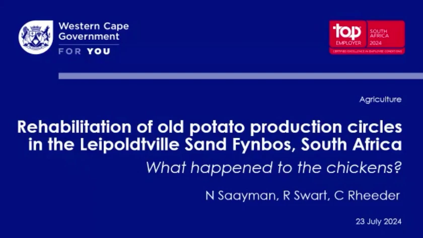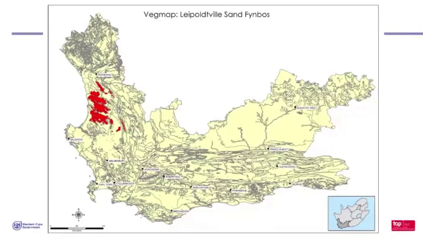Good day. I'm Nelmarie Simon, a rangelands researcher at the Western Cape Department of Agriculture. Today I'm going to tell you about what we found could work or not when trying to rehabilitate old potato production circles in the Leipoldtville sand fynbos. The Leipoldtville sand fynbos vegetation type, shown in red, is a semi-arid endangered ecosystem with acidic sandy soils situated in the Sandveld region along the west coast of the Western Cape.